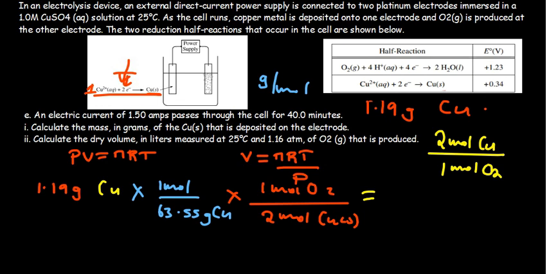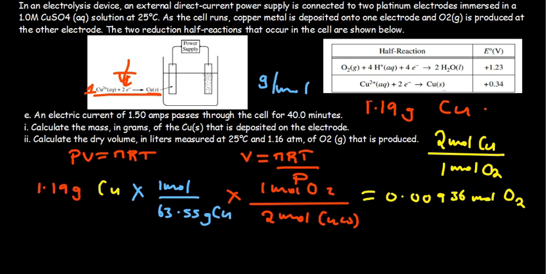So at this point, you are sure that we've now determined the number of moles of oxygen that had reacted in that reaction. After performing your calculations on your calculator, you should be able to get 0.00936 moles of what? Moles of oxygen that was produced at the anode.